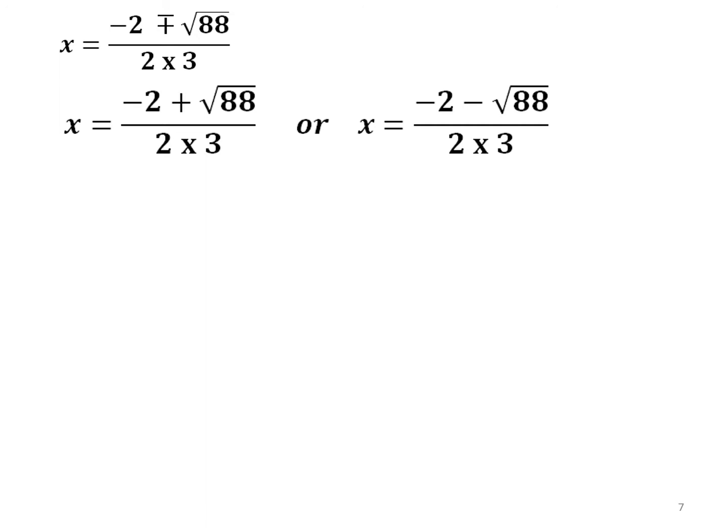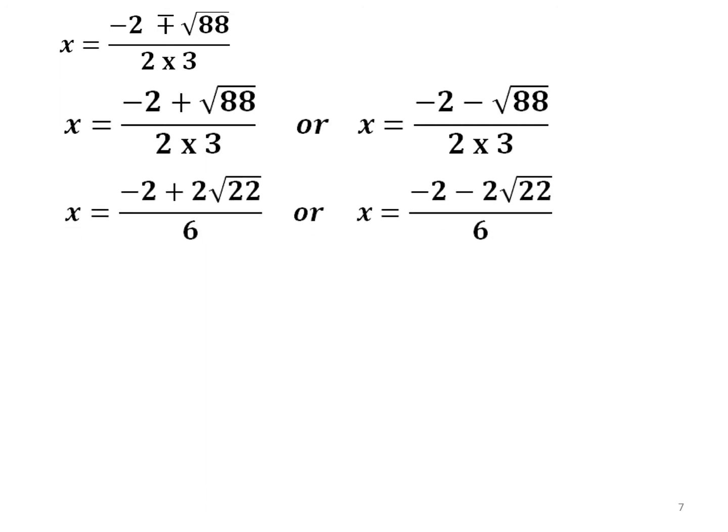Now we do not have a perfect square for 88, but it can be simplified further. 88 is nothing but 4 into 22. So when we get 4 into 22, square root of 4 is nothing but 2. Square root of 22 is not available, so it will be inside the square root sign. So the next step we get is x is equal to minus 2 plus 2 into root 22 upon 6, or x is equal to minus 2 minus 2 root 22 upon 6.